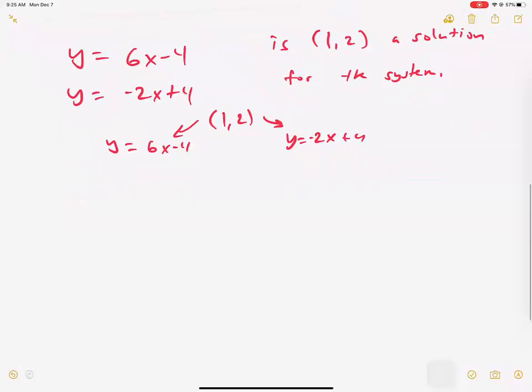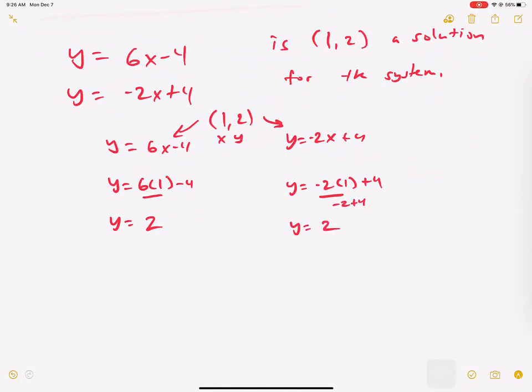So let's plug in our x. y is equal to 6 times 1 minus 4, because my x is 1. That's an easy way of starting. And y is equal to negative 2 times 1 plus 4. So y is equal to 6 minus 4, which is 2. And over here on the right, negative 2 plus 4 is positive 2. Hey, look, they both have a common 1 comma 2. So they do share this answer. So yes, 1 comma 2 is a solution.